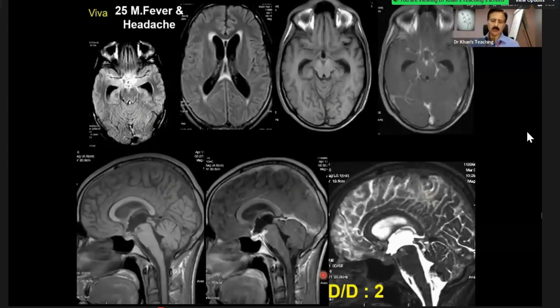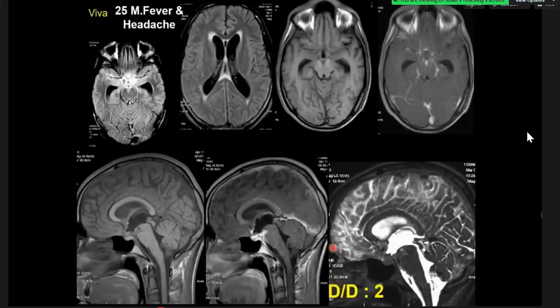So over to you. Okay, so I'm going to give you marks for your description. The first thing that caught my eye is the basal meningeal enhancement surrounding the brain stem and in the interpeduncular cistern, as well as the ambient cistern. This is also appreciated on the sagittal post-contrast sequence.